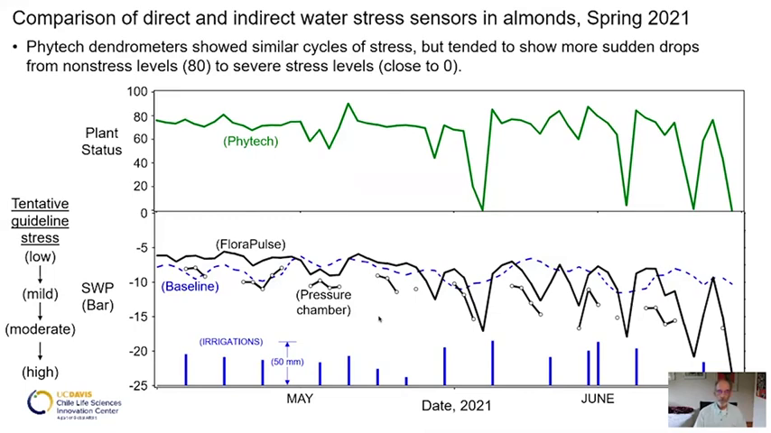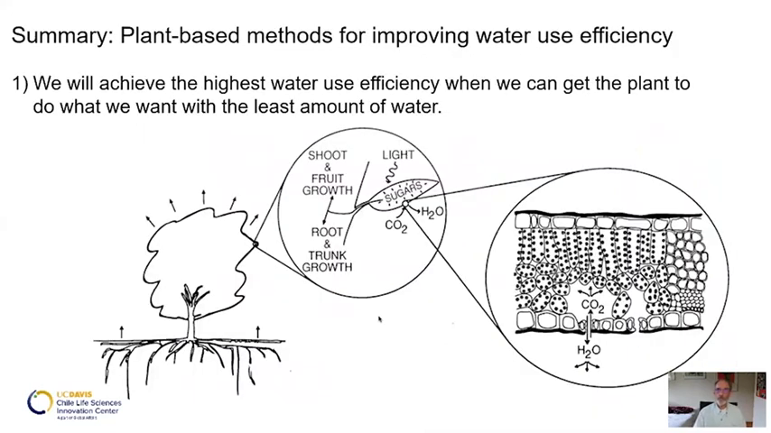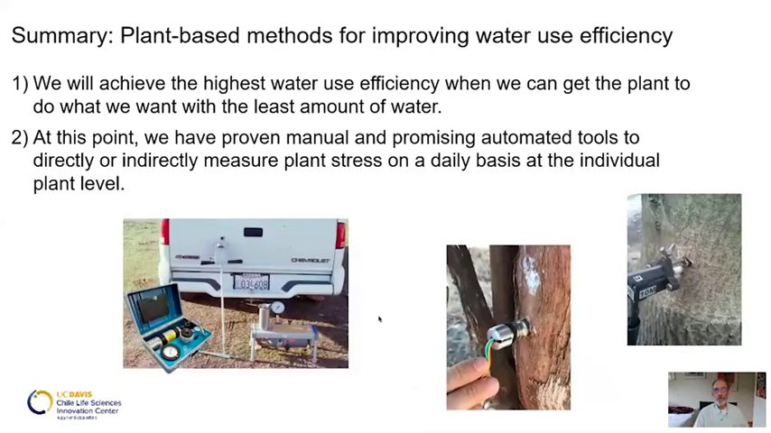So in summary, I think we will achieve the highest water use efficiency when we can get the plant to do what we want with the least amount of water. But the important thing is to understand what the plant is doing and what you're trying to have it do. At this point, we have proven manual tools, the pressure chamber with stem water potential, and there are promising automated tools that either directly or indirectly measure that level of stress.